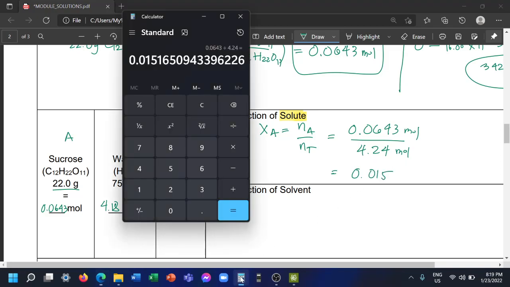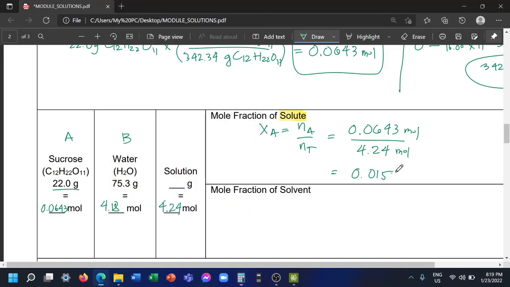0.0152. So this one is the mole fraction of solute. Then for the mole fraction of solvent, that's the number of moles of the solvent over the number of moles of the total solution. For the number of moles of the solvent, it's also over here. That is 4.18 moles over the number of moles of the total solution. That's 4.24.